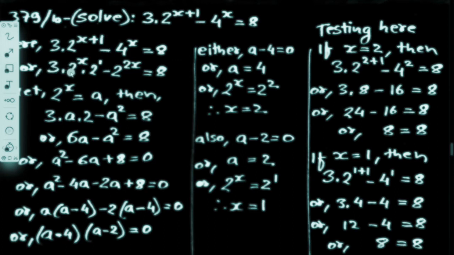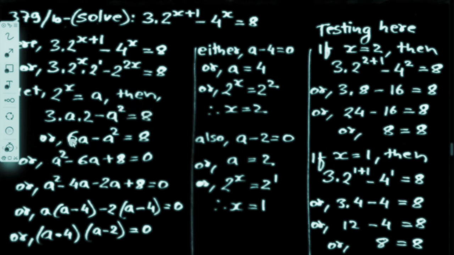Or 3 into 2 power x into 2 power 1, the power is separated, minus 4 power x, which means 2 power 2x, equals 8. To make our process easy, we should replace 2 power x as a. Let 2 power x equal a. Then 3 into 2, into a, minus 2 power 2x, which means a square, equals 8.